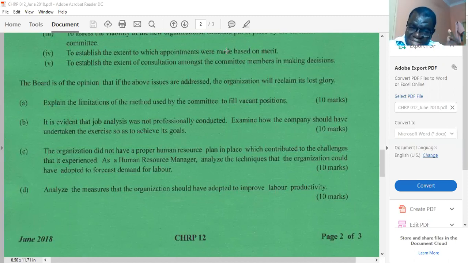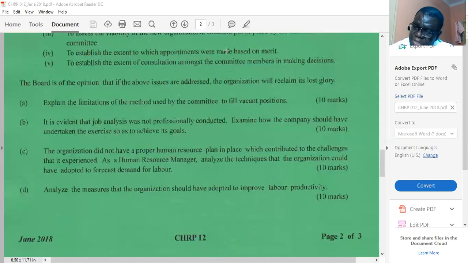But we have been asked that you did not undertake the exercise professionally. So examine how the company should have undertaken the exercise so as to achieve its intended goals. So to be able to carry out the job analysis exercise in a professional manner, what is it you are supposed to do? Number one, you need to set out clearly what the objectives are. What is the reason why you want to carry out the job analysis exercise?